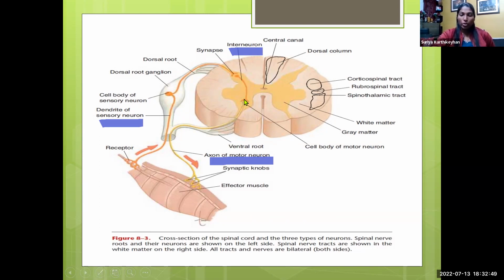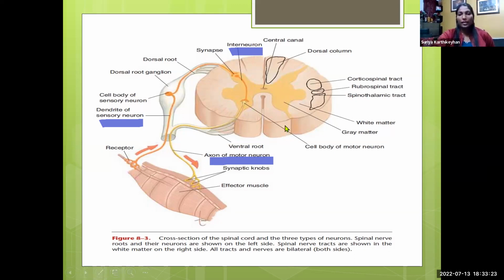Okay, moving on, we are going to see the nuclei in the gray columns. Now we have seen the types of neurons going to the spinal cord. But as I said, the gray matter is composed of nerve cell bodies. There are nerve cell bodies located in the anterior column, lateral column, and also in the posterior column. They will be discussed separately, like the nuclei belonging to the anterior column, the nuclei located in the lateral column, and the nuclei located in the posterior column.